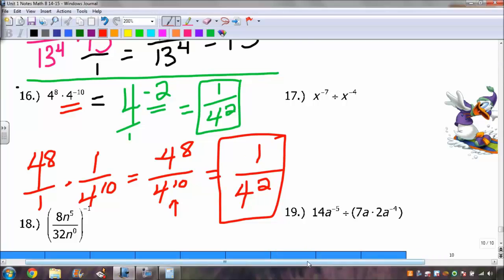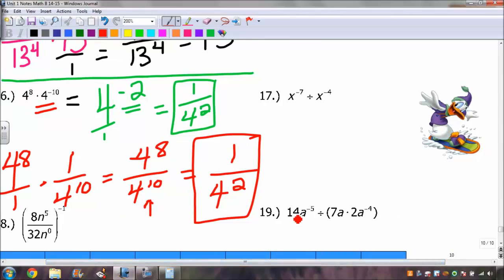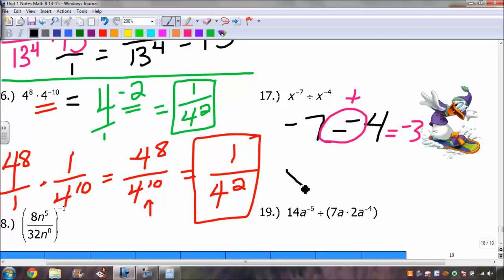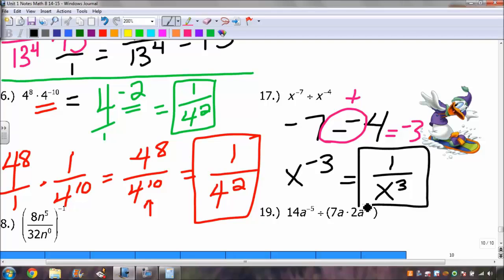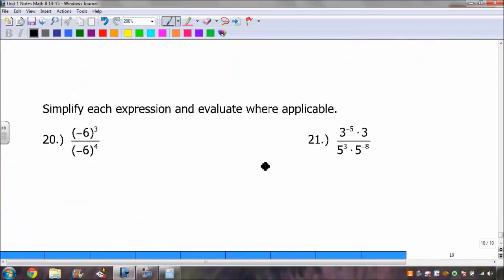Okay? In number 17, when you divide, you should subtract your exponents, right? So you end up getting negative 7 minus negative 4. Remember, this becomes a positive right here. So you end up getting negative 3. So your answer is x to the negative 3rd power, but we need to write our answer as a positive exponent, so I get 1 over x to the positive 3rd power. There's multiple ways you can look at that question as well. All right, number 20 is the last question we're going to look at together.